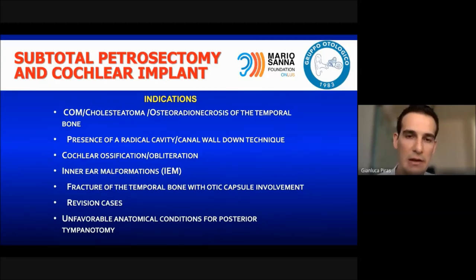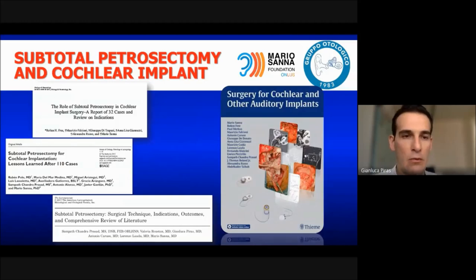We started, I have to say that Professor Sanna did the first subtotal petrosectomy with a cochlear implantation in 1987, so probably, and he was considered for that technique like a crazy surgeon, but at the end he was right. The first who published regarding this technique was, I think, Issing in 1991. And you see, that's our first report.